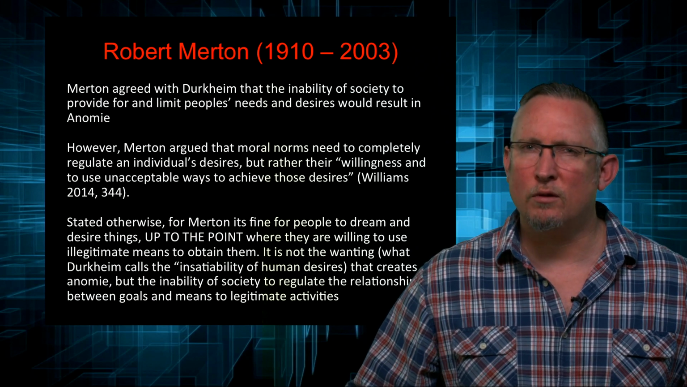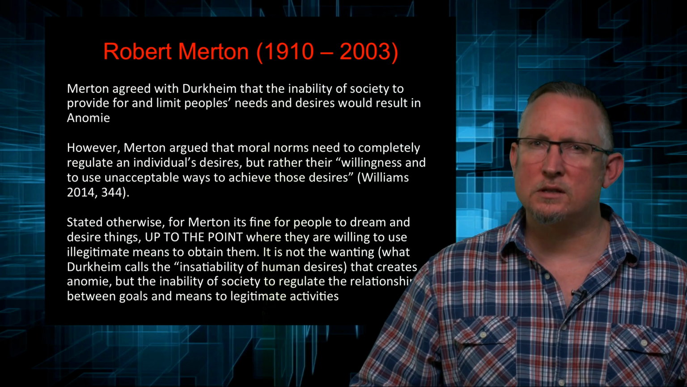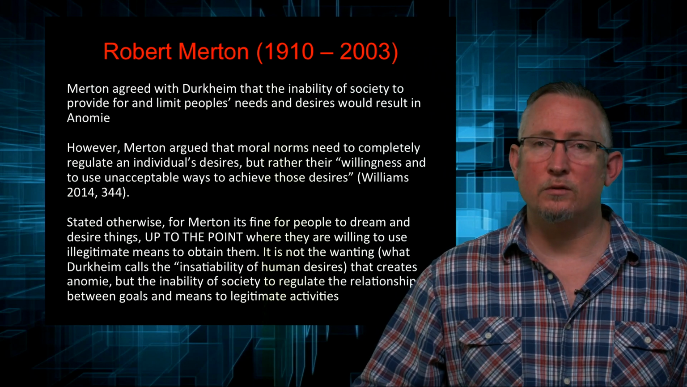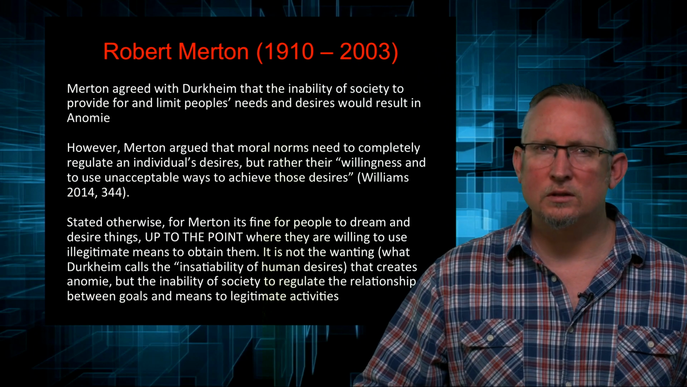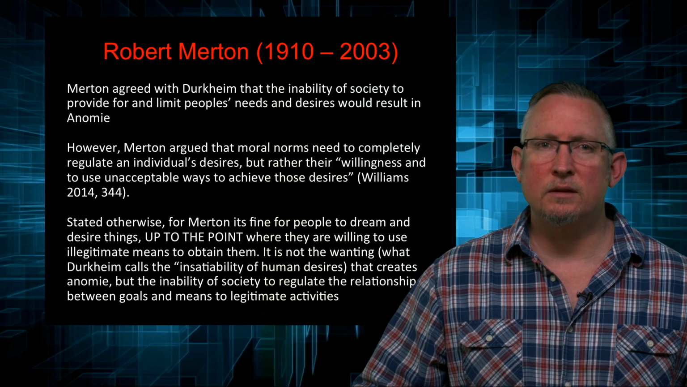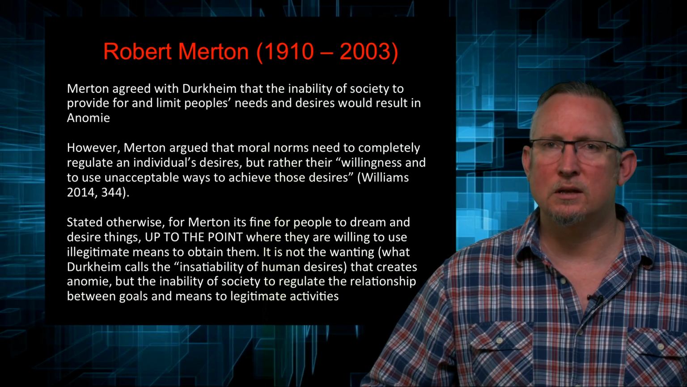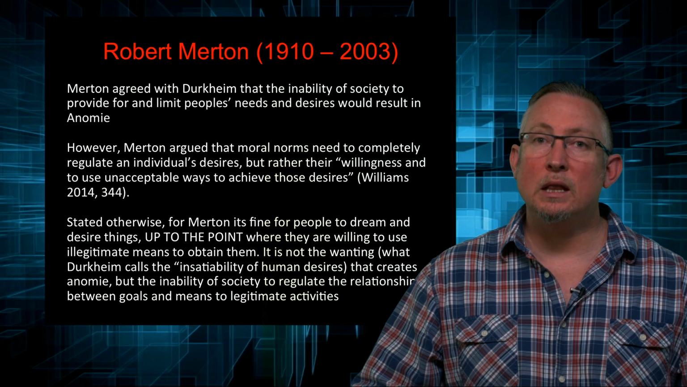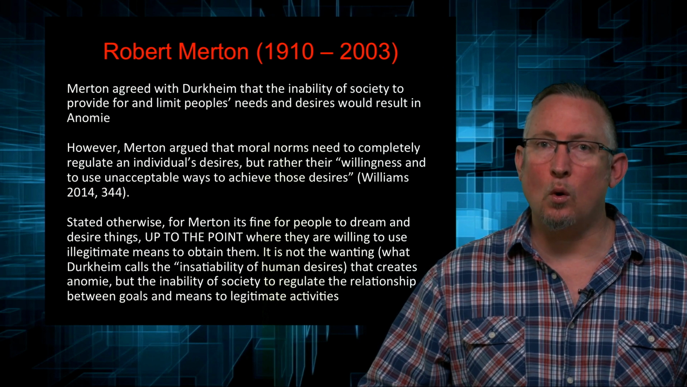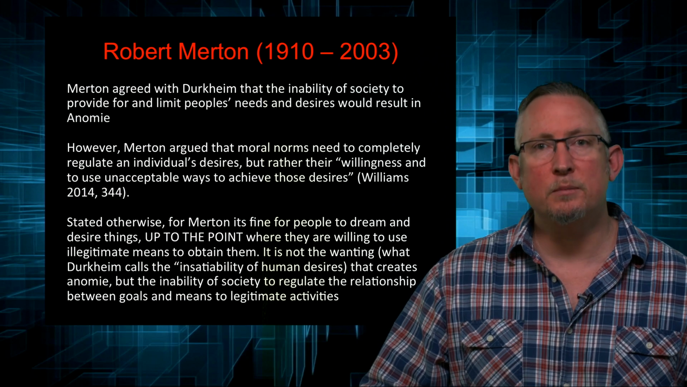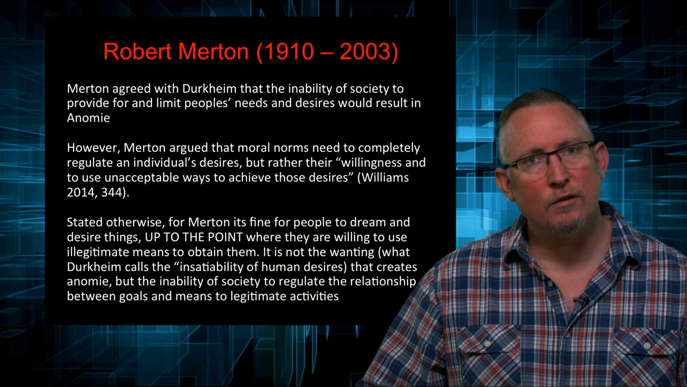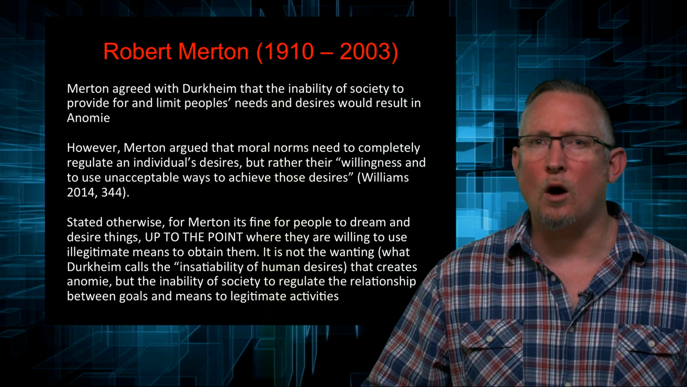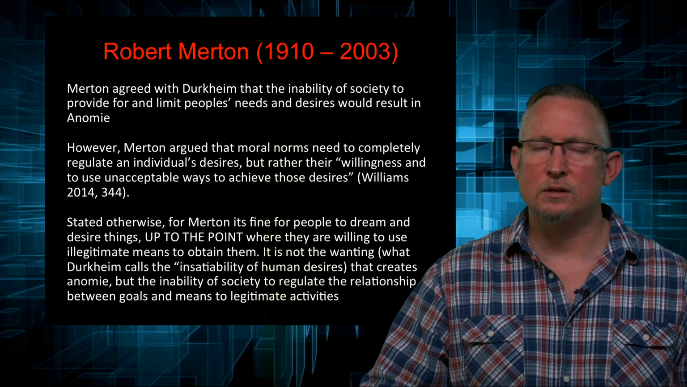This is where he differed somewhat from Durkheim. Durkheim argued that the wanting itself was a precondition for anomy, and he called this the instability of human desires. Rather, Merton argues it's not the wanting that creates anomy, but the inability of society to regulate the relationship between goals and means to legitimate activities. So this becomes a problem in Merton's analysis when we live in stratified societies where we have goals that we tell most or all people they can obtain legitimately. If we just work hard enough, if you just do the right things, you'll be able to obtain these things. But the function of a stratified society is such that not all people, by definition, can obtain such things.